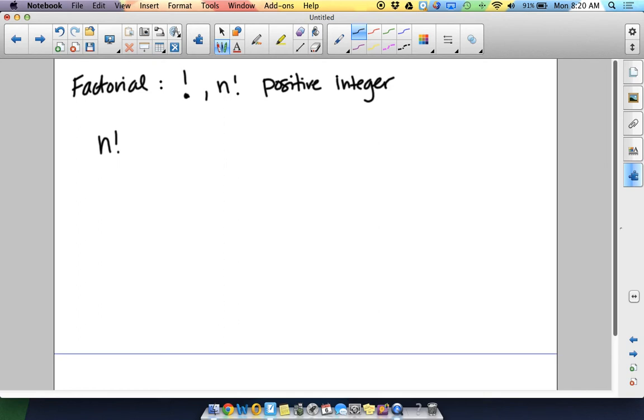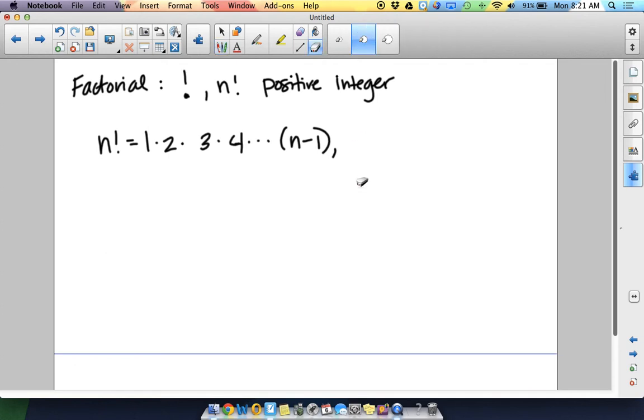So what n factorial means is that you're going to multiply 1 times 2 times 3 times 4. You're going to do this forever until you get to n. So you'll do it until you get to n minus 1, and then, oh sorry, that's not a comma, that should be a multiply, times n.